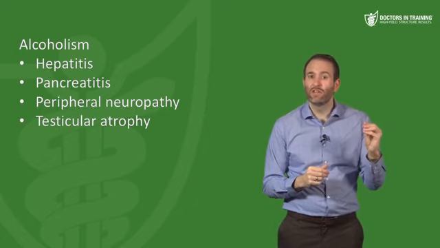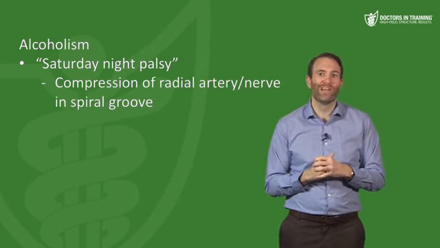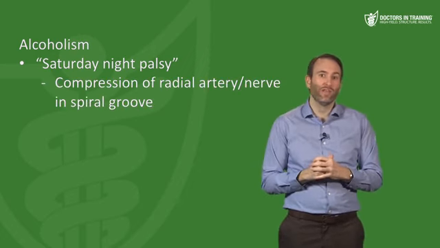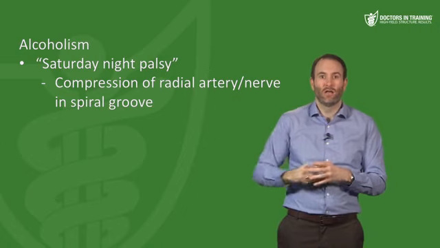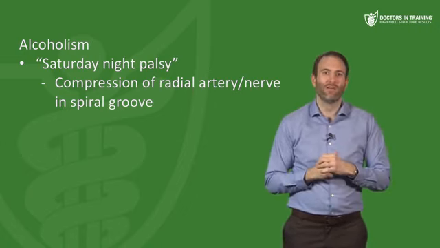Now, another interesting potential test question is on Saturday night palsy. So this is where you compress the radial nerve in the spiral groove. Now, this happens if you kind of pass out and you have your arm kind of draped over a chair or something really hard, and it really compresses that nerve.